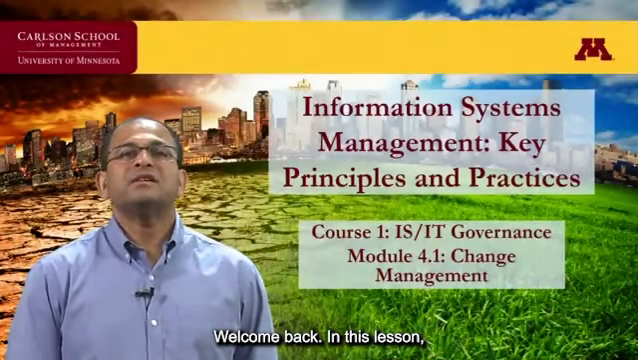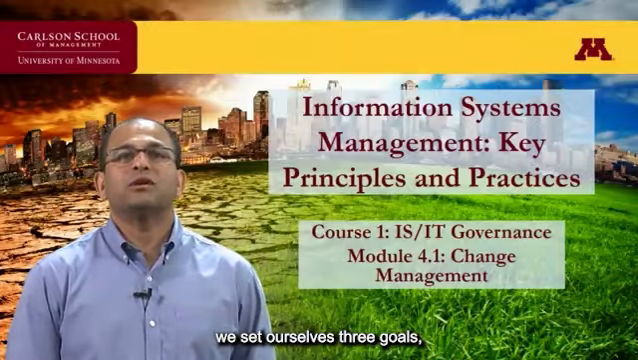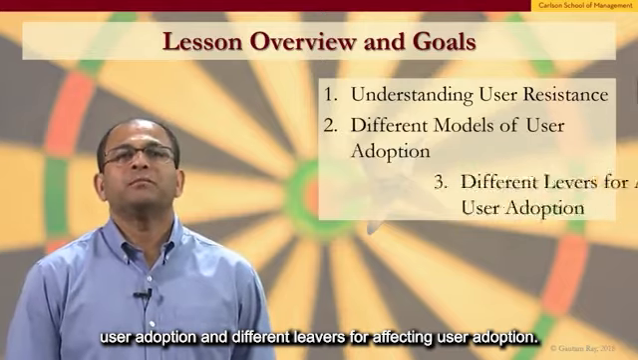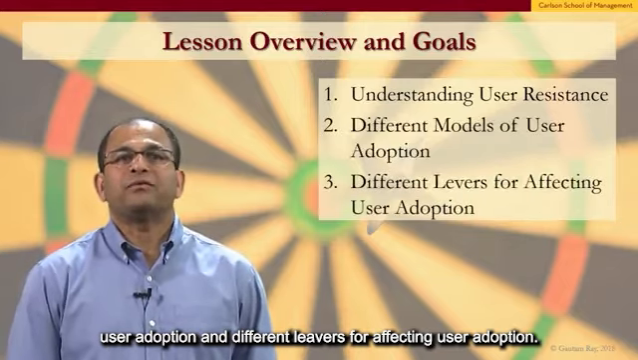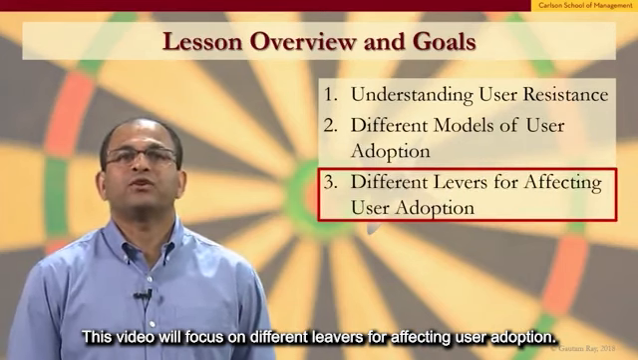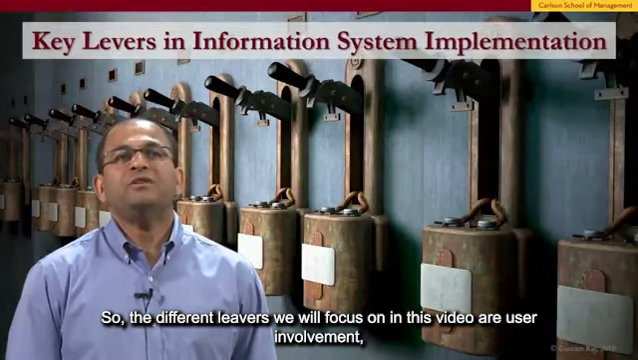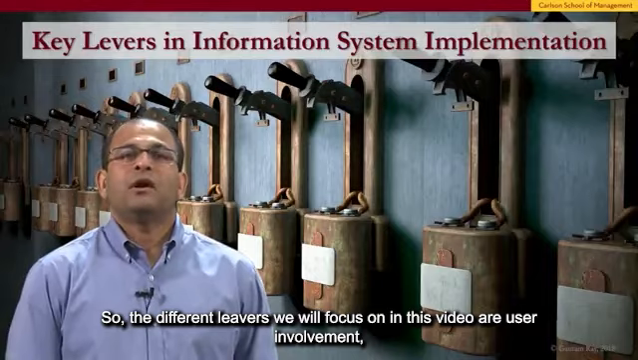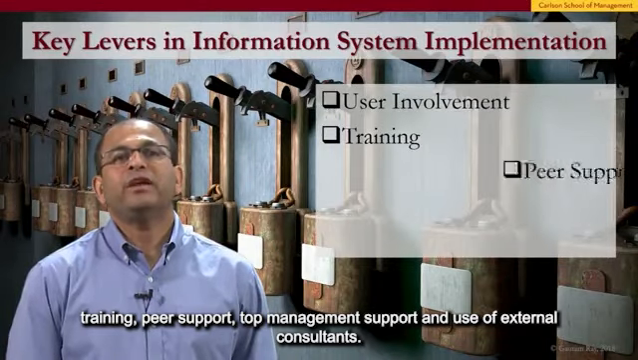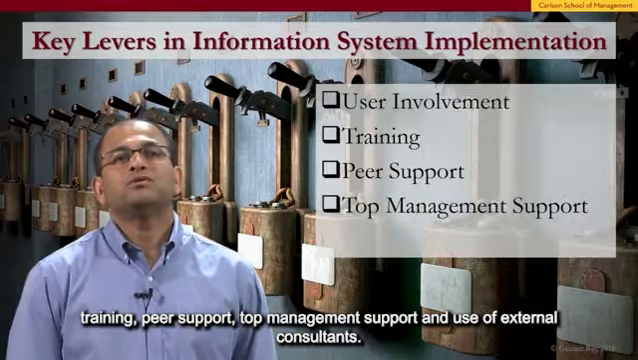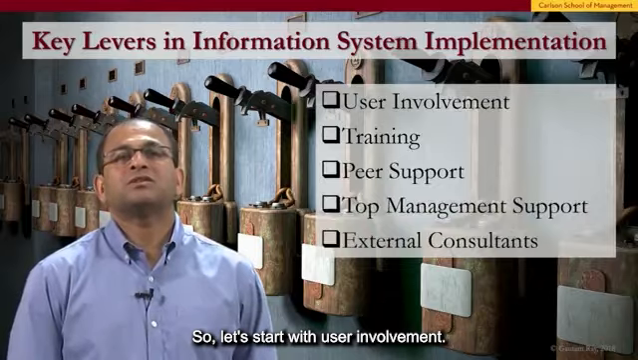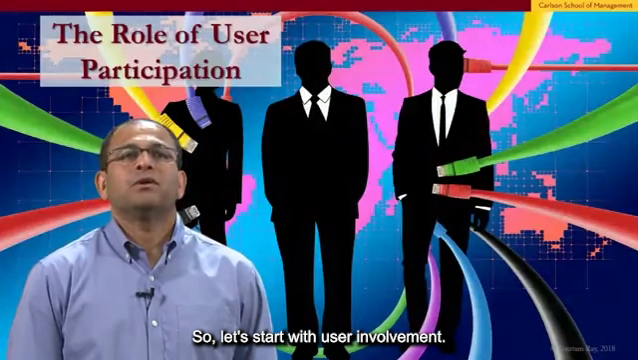Welcome back. In this lesson, we set ourselves 3 goals: understand user resistance, different models of user adoption, and different levers for affecting user adoption. This video will focus on different levers for affecting user adoption. So the different levers we will focus on in this video are user involvement, training, peer support, top management support, and use of external consultants. So let's start with user involvement.